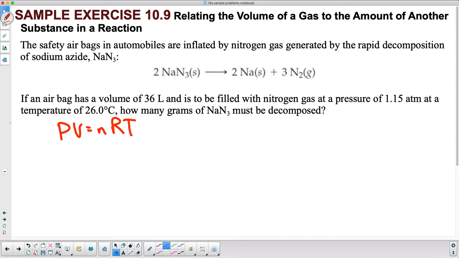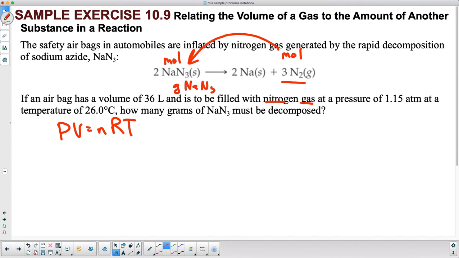I'm looking at the airbag, which means that my gas that fills it is nitrogen gas. I have all the information for nitrogen gas, so I'm going to go from nitrogen gas and find the number of moles, and then convert that to the number of moles of NaN3, and then I'll convert that to grams to answer the question. Okay, it says how many grams of NaN3 must be decomposed. So that is my end result, the grams of NaN3. So let's see if we can do that.